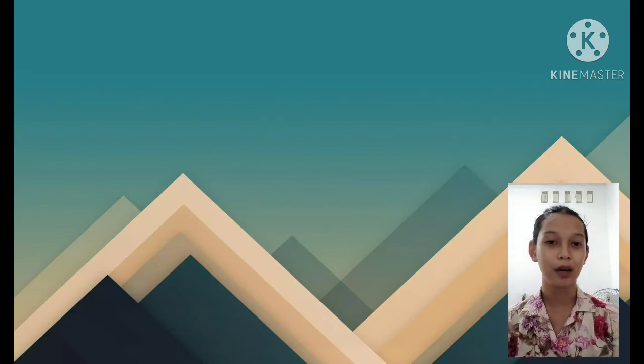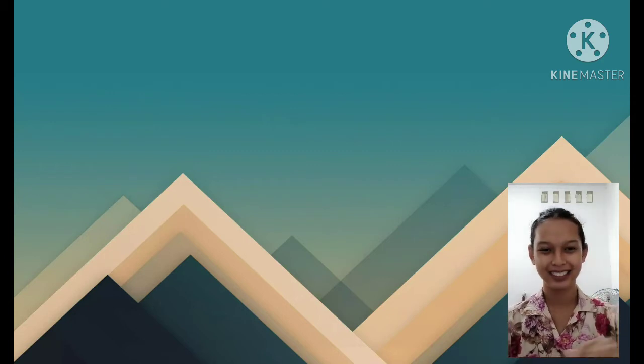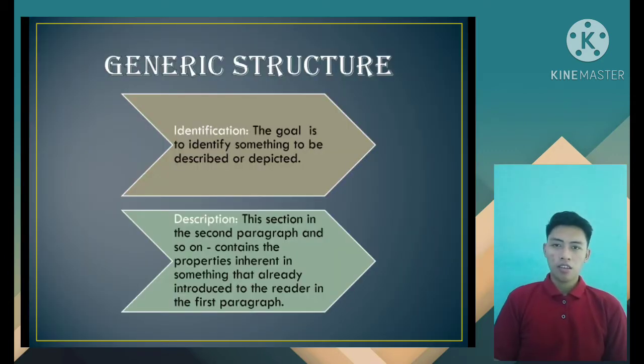Next, we will discuss the generic structure and the language features of descriptive text. In the generic structure of descriptive text, there are identification and description. The identification section, usually in the first paragraph, has the goal to identify something to be described or depicted.